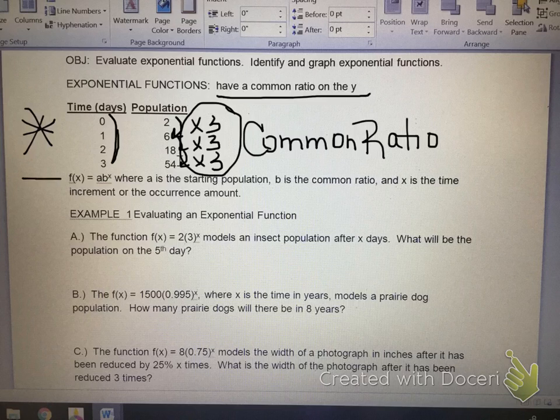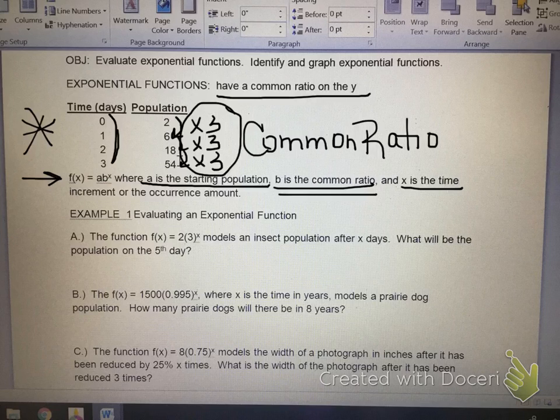So here on the next line, we're going to see this is the very, very basic exponential function, a times b raised to the x power, and only b is being raised to an exponent. A is not. A is your starting population, or the beginning amount. B is your common ratio. So what are you increasing by on the y side? Multiplicatively. And x is the time increment, or how many times it occurs. Okay?